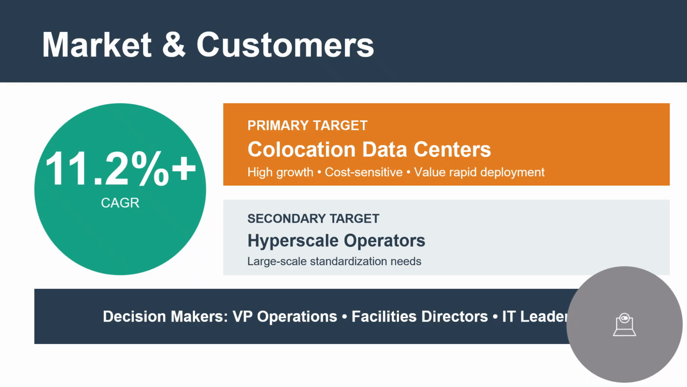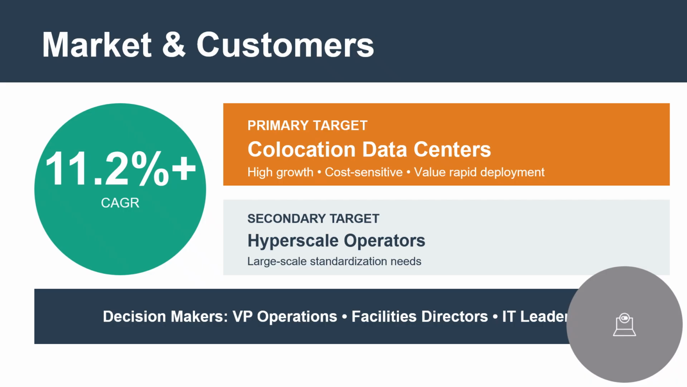Companies like Equinix, Digital Realty, and CoreSite operate multiple facilities and tend to build in repeatable patterns. They are highly focused on controlling cost, standardizing deployments, and getting new capacity online quickly, which aligns directly with our value proposition. Every new facility expansion or refresh cycle represents a recurring opportunity for ModPlug to deliver standardized solutions.